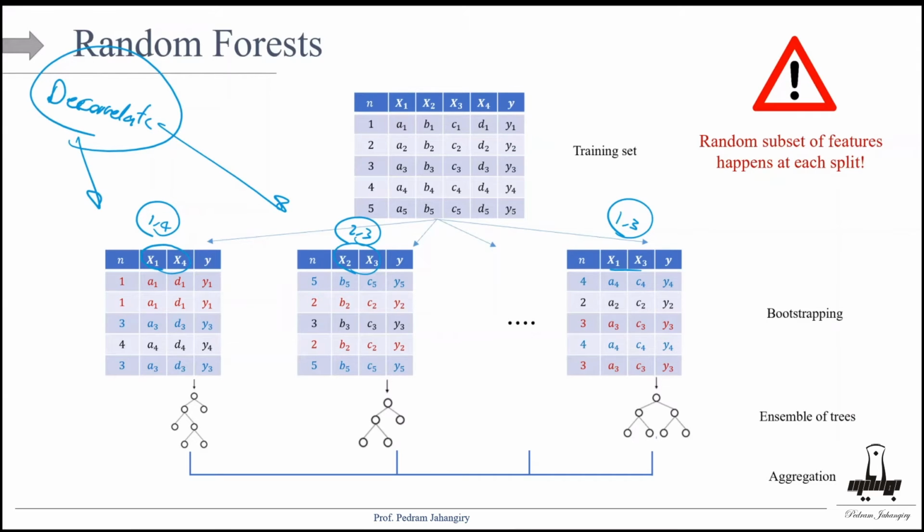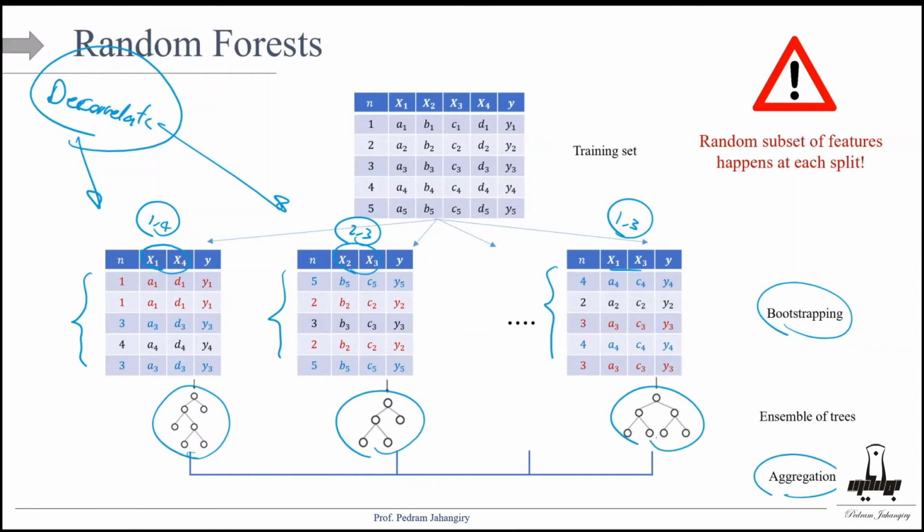And yeah, the rest of it is the same as bagging. We have bootstrap, random sampling from the dataset with replacement. And then we come up with different weak learners. And finally, we aggregate, right? However, be very careful. In random forest, the random subset of features happens at each split, right?